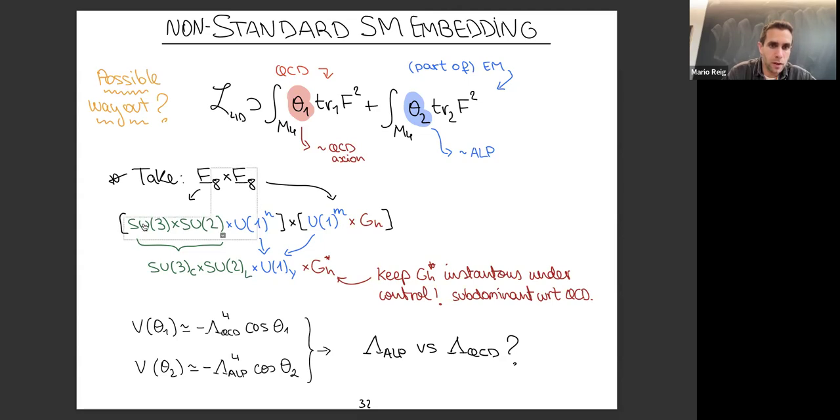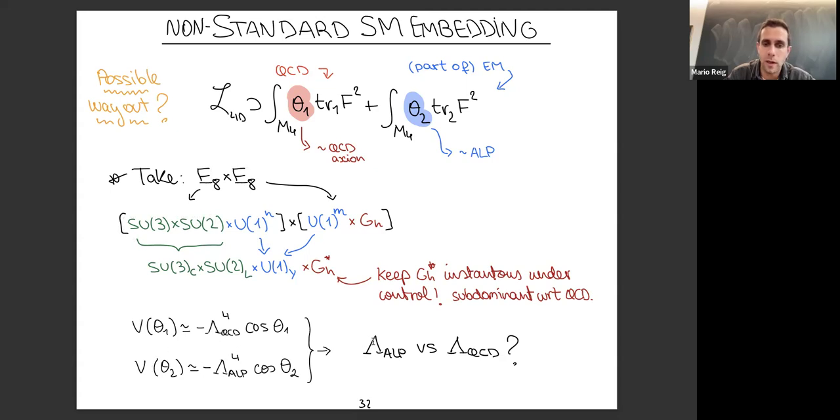You get SU3 cross SU2 cross a bunch of U1s from the first E8 and this other group from the second. And then, for instance, you can Higgs the diagonal of different U1s in different E8s to get hypercharge. This would give you an ALP. Now, you know for sure that in the second E8, there are some sources of instantons. So you have an ALP potential for theta 2.